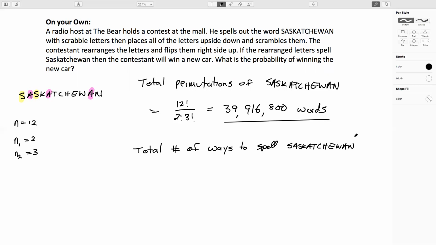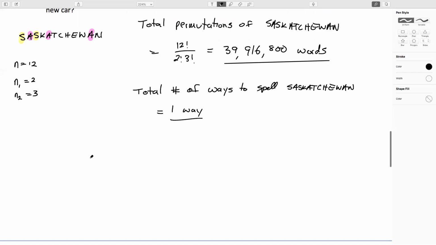Well, there's one way. You could list out every blank and write a 1 for every single letter, but there's only one way to do it. So there's only one way. So if we want the probability that we're going to get Saskatchewan, the number of ways to spell it is 1 over the total number of words, which is 39,916,800.